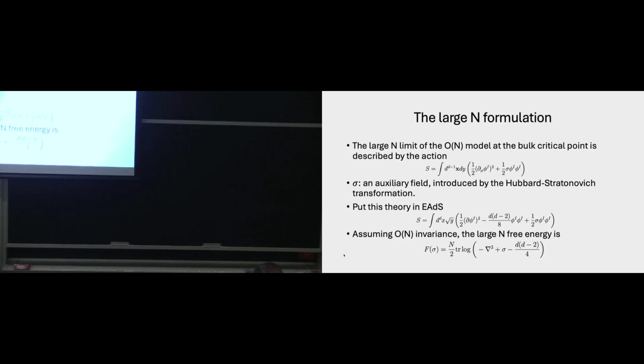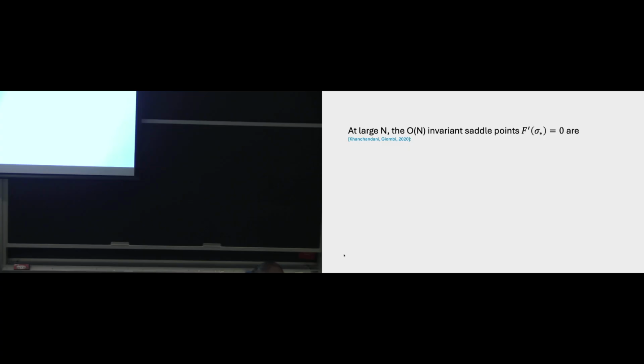This is the free energy at order N. So the saddle points are just when the derivative of F vanishes, and these saddle points have been computed by Giombi and Khanchandani. So these are the two symmetry preserving saddle points. The first one has sigma star equals (d minus 2) times (d minus 4) over 4. And given this mass, the only unitary boundary condition is delta hat equals d minus 2.